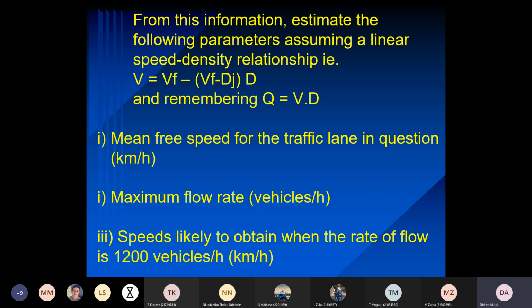You are then required to estimate or calculate the mean free speed for the traffic in kilometers per hour, meaning VF, the maximum speed. Then the maximum flow rate, Qmax. And then finally, the speed you're likely to obtain given a flow rate of 1200 vehicles per hour. You can see the question says speeds likely to obtain when the flow rate is 1200 vehicles per hour, and your answer for your speed in kilometers per hour.